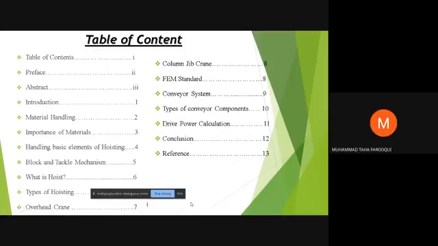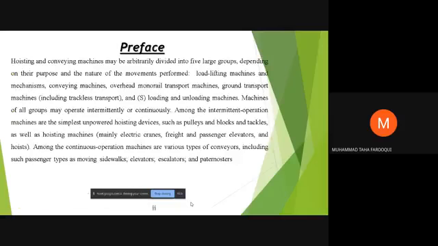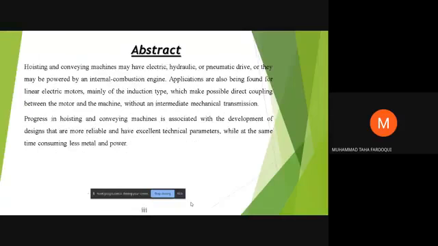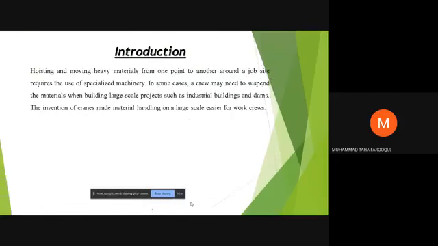Okay, these are my topics which I will present to you. Table of contents: the preface, and the abstract. Introduction: hoisting and moving heavy material from one point to another around a job site requires the use of specialized machinery. In some cases, a crew may need to suspend the material when building large scale projects such as industrial buildings and dams.